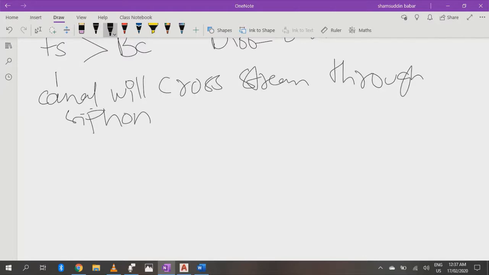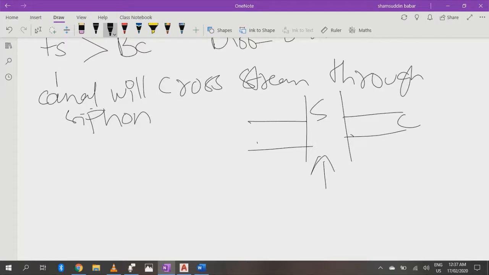It's quite simple. For example, this is our canal. In the top view, we can see that this is a stream, and this is the canal. The canal is crossing under the stream. If we watch this figure from here, this is my stream, and now this is the siphon.